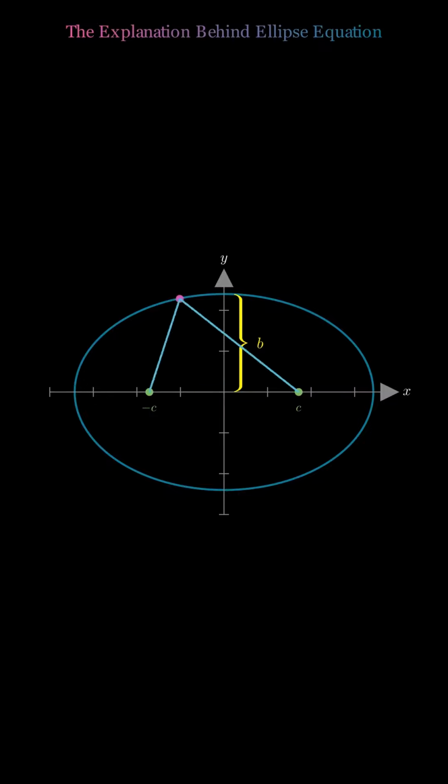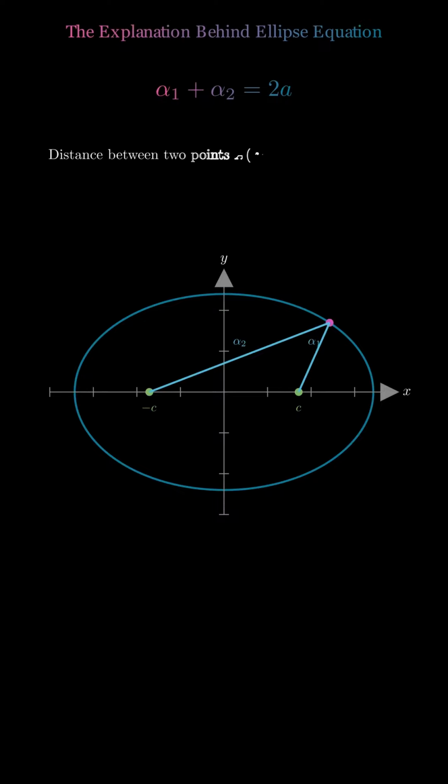Consider a point on the ellipse. From this point, we can draw lines to each focus. Let's call the distance from the point to the right focus alpha 1, and the distance to the left focus alpha 2. A key property of an ellipse is that the sum of these two distances, alpha 1 plus alpha 2, equals twice the semi-major axis a.